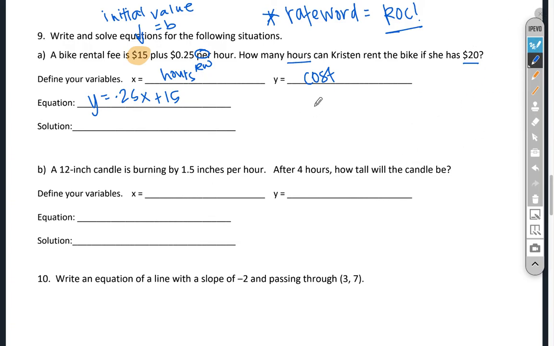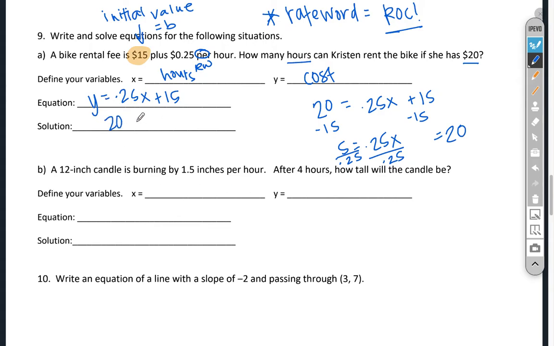So we would have $20 equals 0.25x plus 15. We would subtract 15 from both sides. We're solving for x. So we'd have 5 equals 0.25x. Right? And then we're going to isolate that x, divide by 0.25. And we get 20. So the solution is 20 hours.